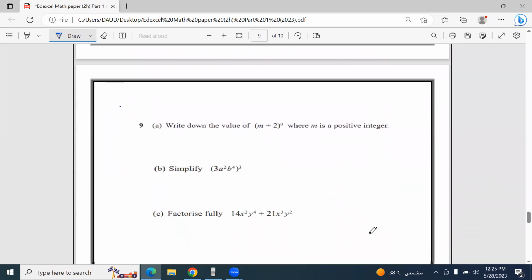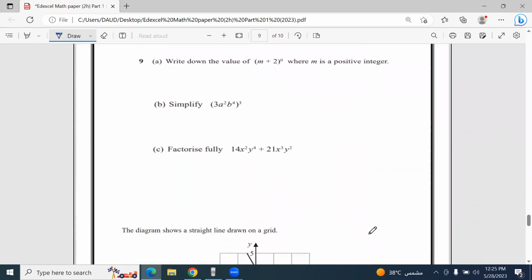Next question number 9. Write down the value of (m plus 2) whole power 0, where m is a positive integer. So remember that anything power 0 equals 1. A power 0 equals 1, or x power 0 equals 1, or 5 power 0 equals 1. So here (m plus 2) whole power 0 equals 1. That is the answer.